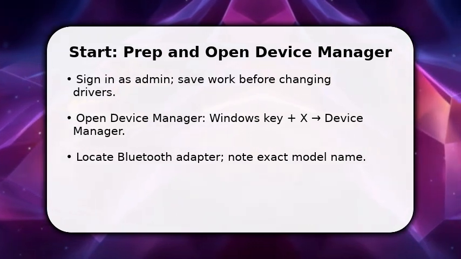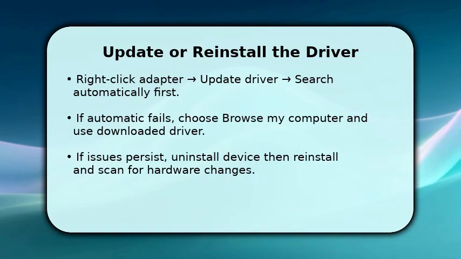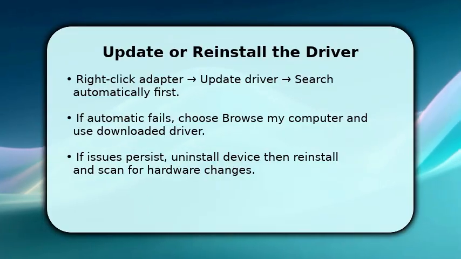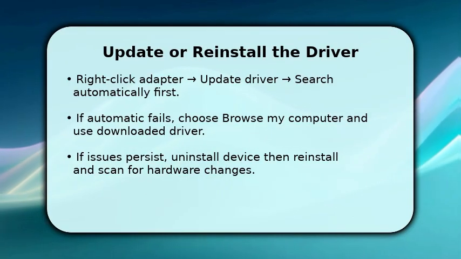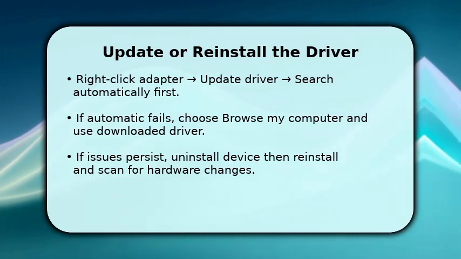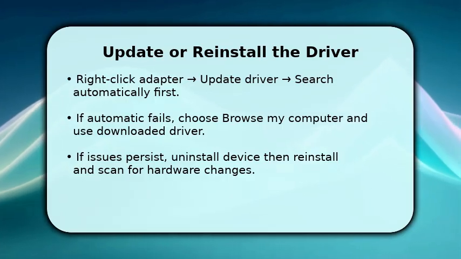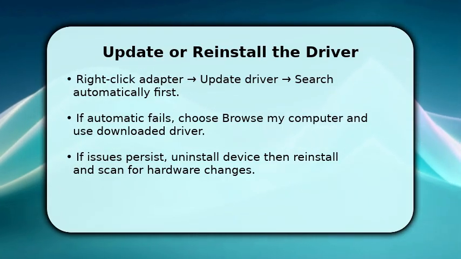Now you'll try the straightforward update path. Right-click the adapter, choose Update Driver, and select Search automatically for drivers so Windows checks Microsoft and manufacturer sources. If that finds nothing, download the exact driver from the adapter or PC maker and choose Browse My Computer to point to that folder. This ensures version match.